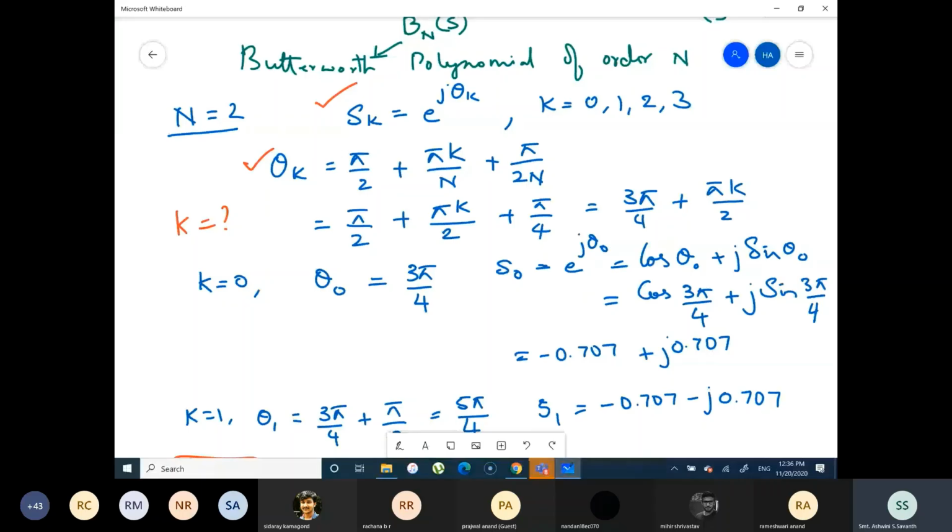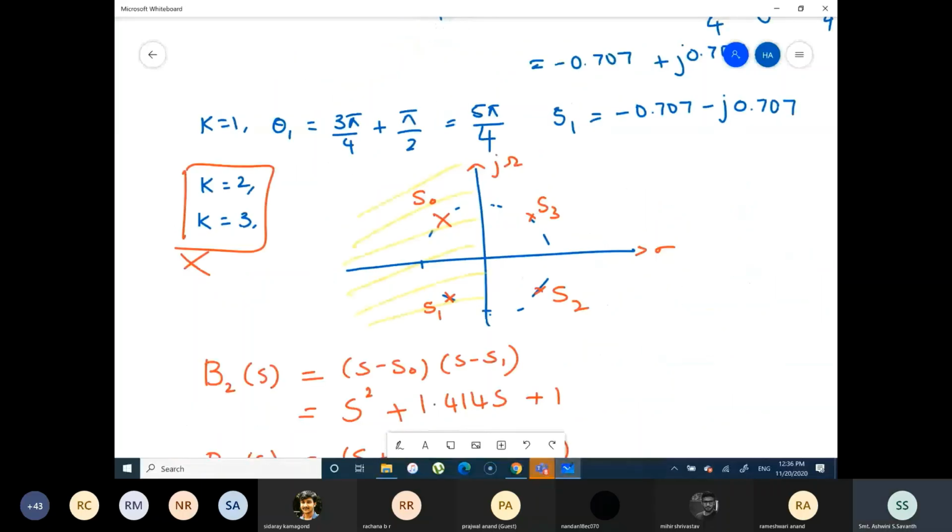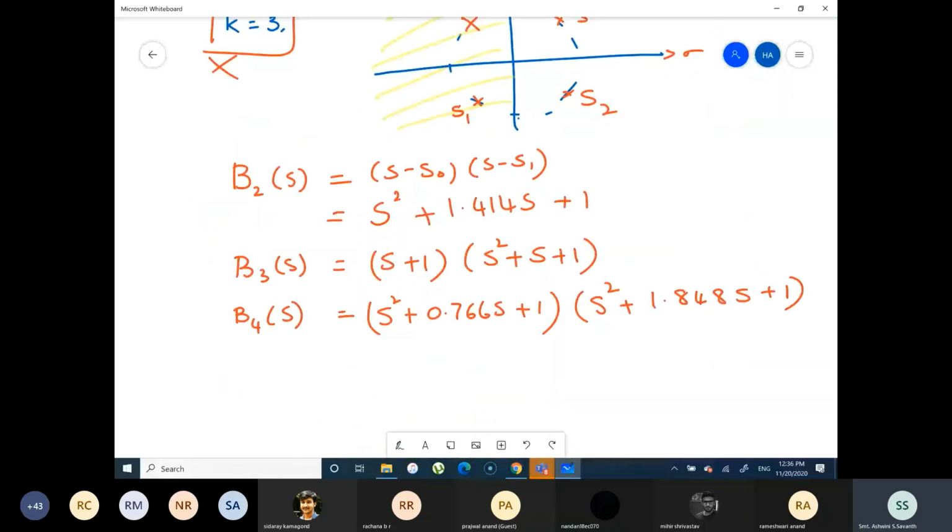I am very sure that it's easy to remember these polynomials, isn't it? At least the second order and third order can be easily remembered. You can just write them. It doesn't matter because a lot of calculations are there to find the order and cutoff frequency also.